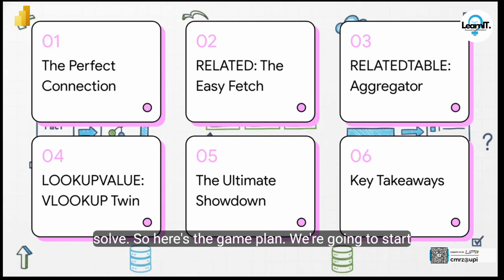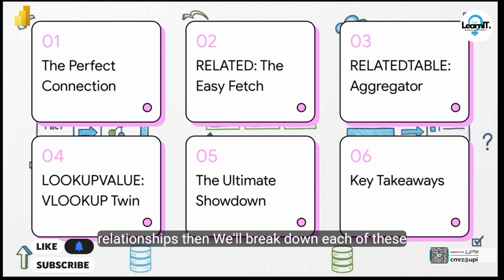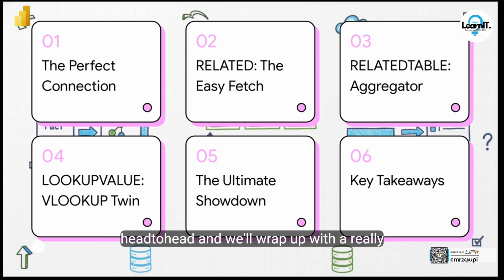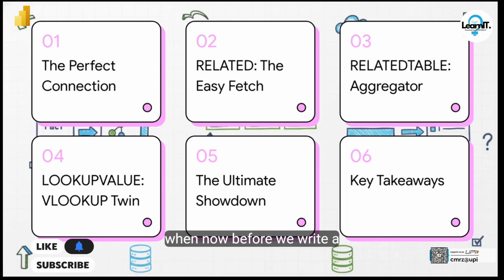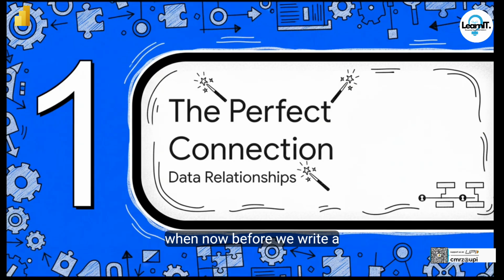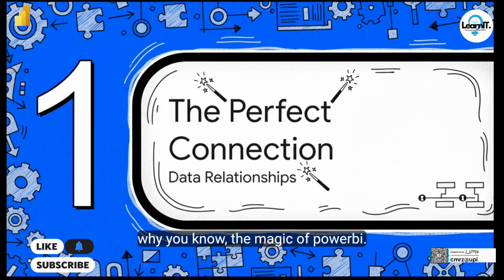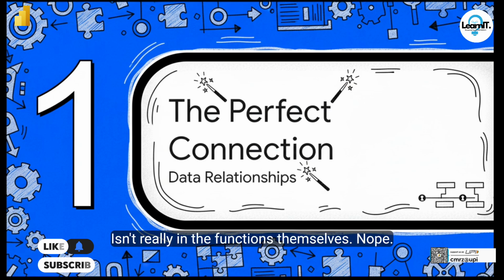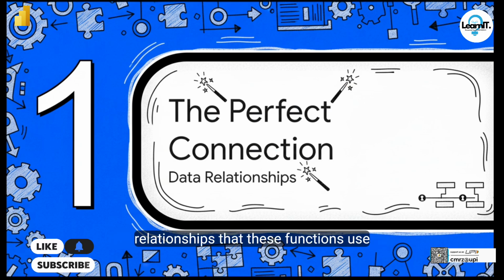So here's the game plan. We're going to start with the absolute foundation, data relationships. Then we'll break down each of these functions one by one. After that, we'll put them head to head, and we'll wrap up with a really clear, simple guide on which one to use and when. Now, before we write a single line of code, we have to talk about the why. You know, the magic of Power BI isn't really in the functions themselves. Nope, it's in the incredibly powerful relationships that these functions use to do their work.